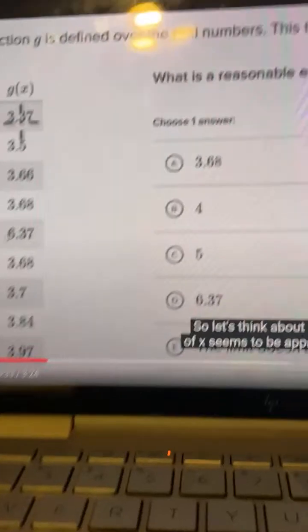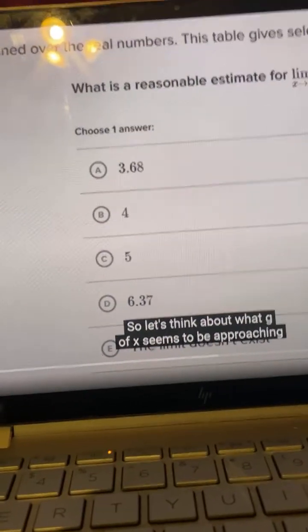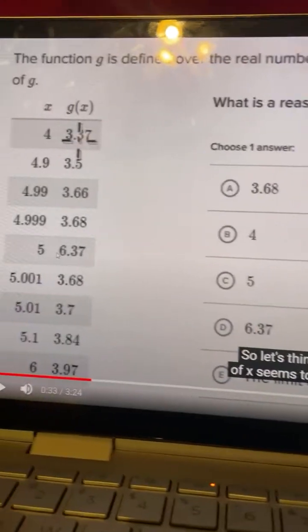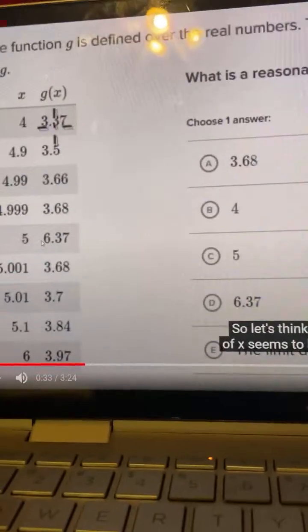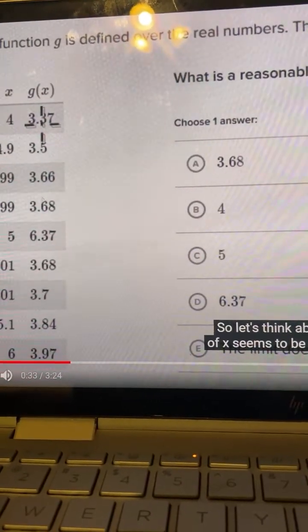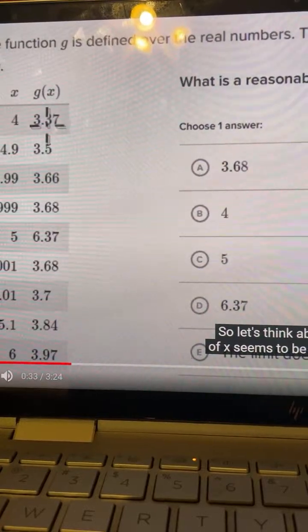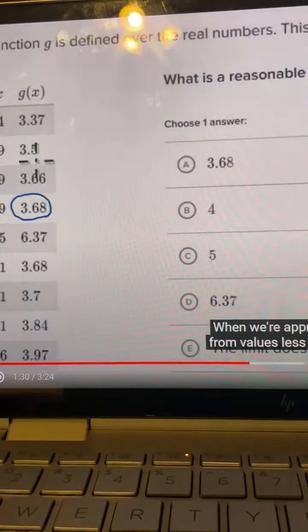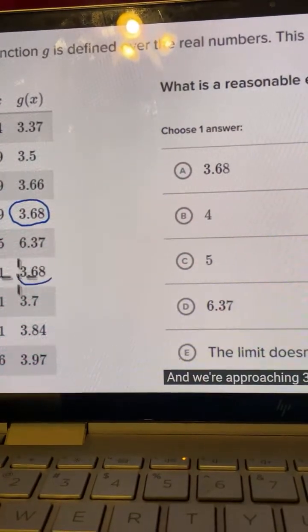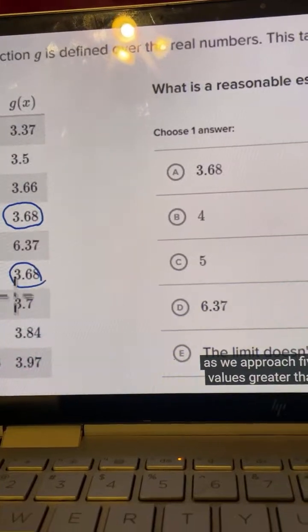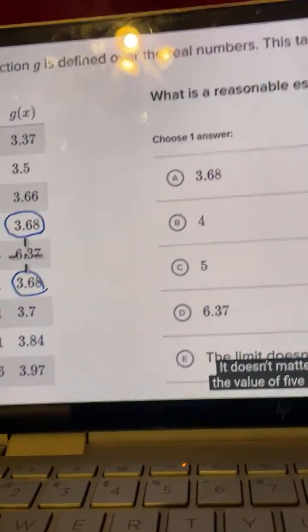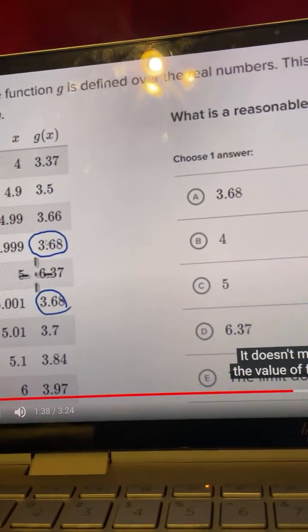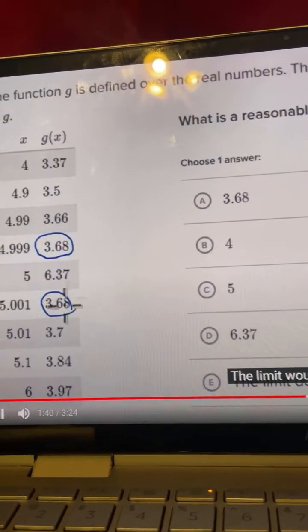Now, the thing though is they're actually trying to approach 5 in terms of x. And then what are they trying to look for in terms of g of x? Well, that's crazy. Now we can see 3.68 from both sides.